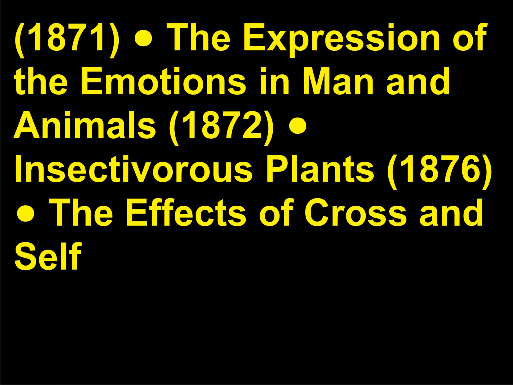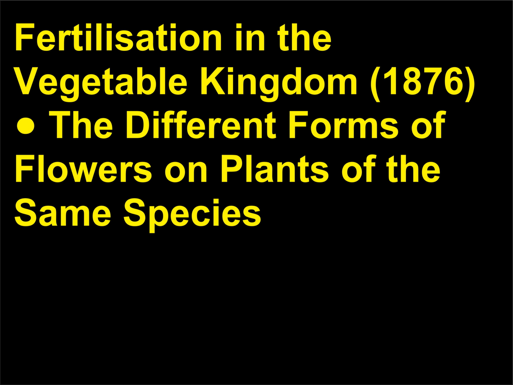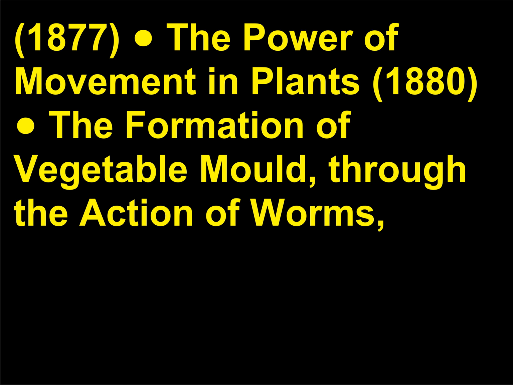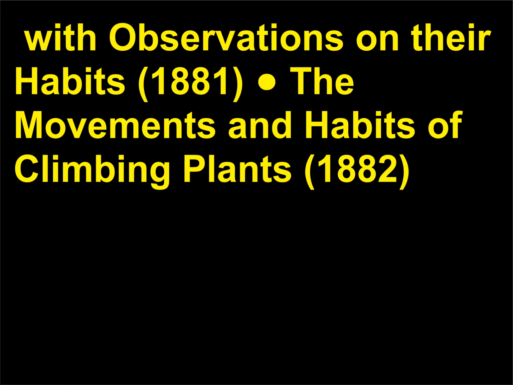1872, Insectivorous Plants. 1876, The Effects of Cross and Self Fertilization in the Vegetable Kingdom. 1876, The Different Forms of Flowers on Plants of the Same Species. 1877, The Power of Movement in Plants. 1880, The Formation of Vegetable Mould through the Action of Worms, with Observations on Their Habits. 1881, The Movements and Habits of Climbing Plants. 1882.